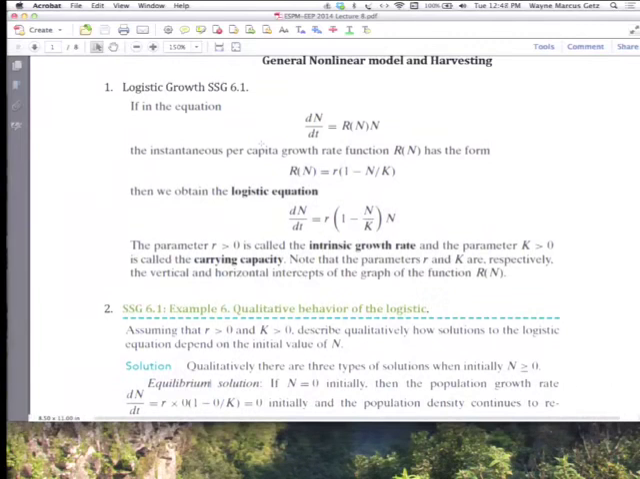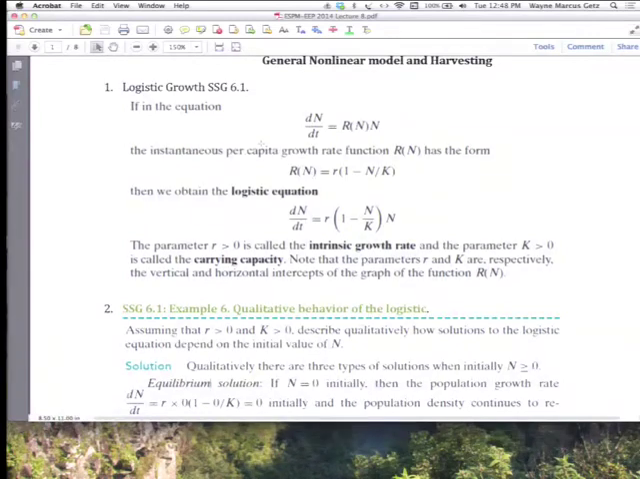Now, would you know how to integrate that function, how to solve it? So we've got the function dN/dt = rN(1 - N/K). Just to recap, when dN/dt was equal to rN, r a constant, this was the exponential model, and this is called the logistic model.